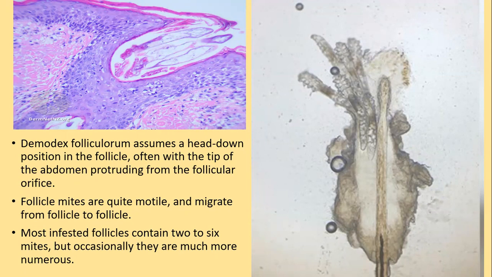The follicle mites are quite mobile and migrate from follicle to follicle. Most infested follicles contain 2 to 6 mites, but occasionally they are much more numerous. So you can see this follicle contains 1, 2, 3, 4, 5, 6, 7 mites. And in this cross section, you can also see the cross section of 3 mites in a follicle.